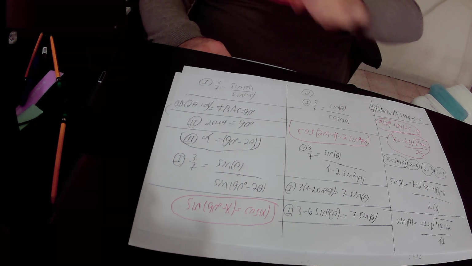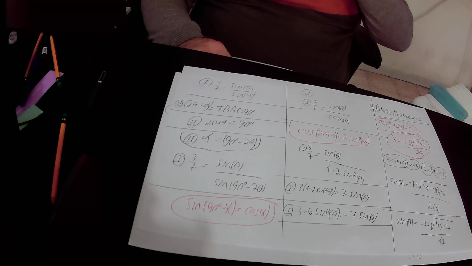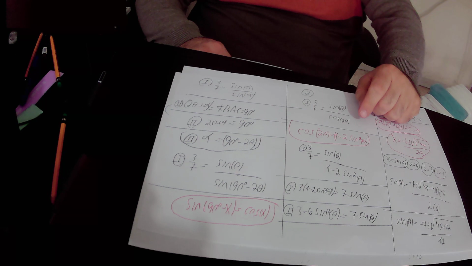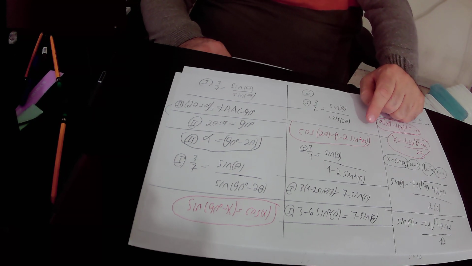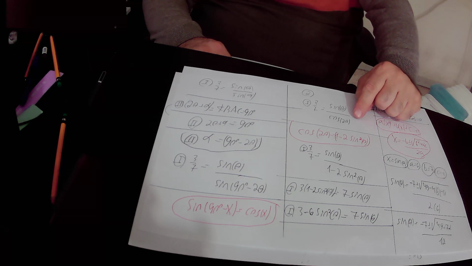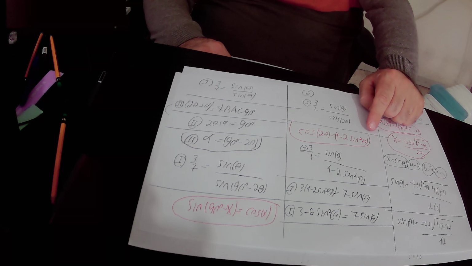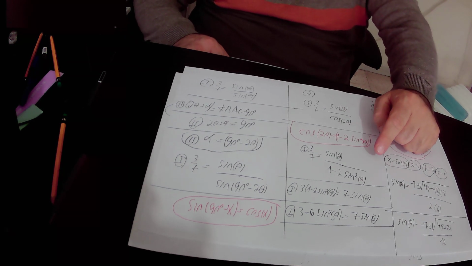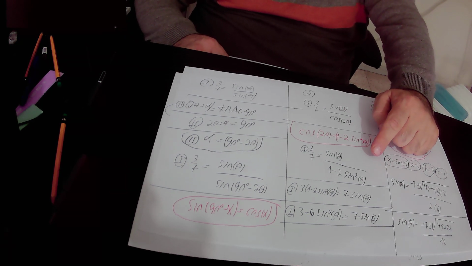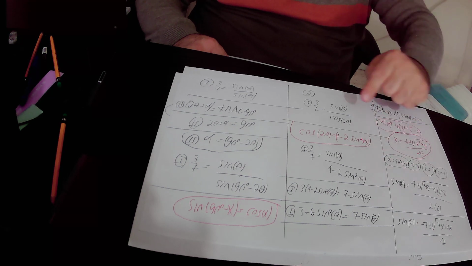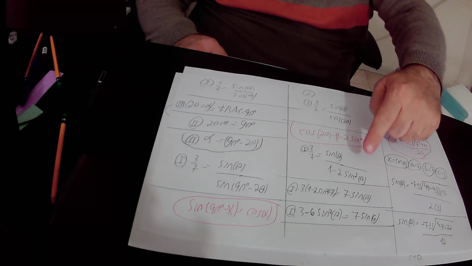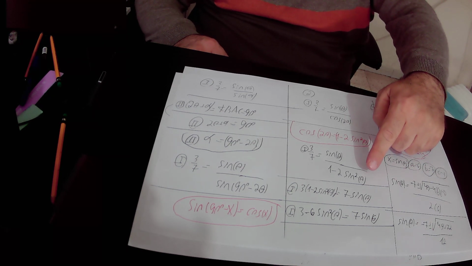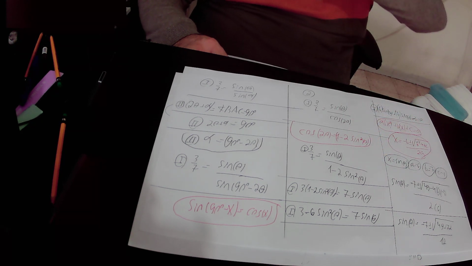So in conclusion, according to equation number 1, 3 over 7 equals sine theta over cosine 2 theta. Okay, and then we have a trigonometric identity that states that cosine 2 theta equals 1 minus 2 sine squared theta. So we can substitute cosine 2 theta by 1 minus 2 sine squared theta. We did it, and we got that according to equation number 1, 3 over 7 equals sine theta over 1 minus 2 sine squared theta.